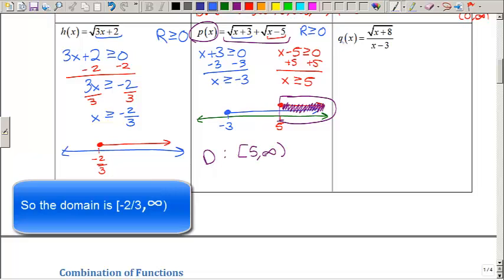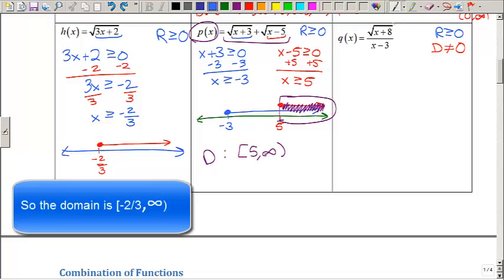On my last problem, q of x is equal to the square root of x plus 8 divided by x minus 3, I've got two problematic functions. I've got an even root on the top, meaning that the radicand has to be greater than or equal to 0, but also I've got a denominator here with an x in it. Whenever I have a denominator with an x in it, I've got to exclude the value where my denominator is going to be equal to 0.